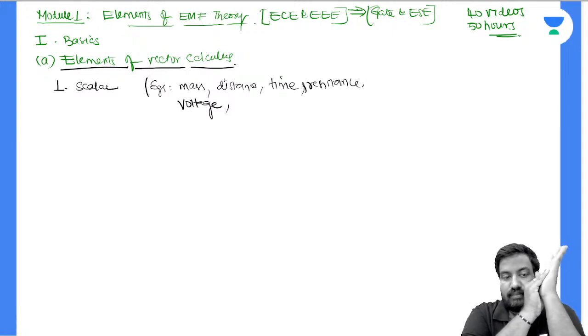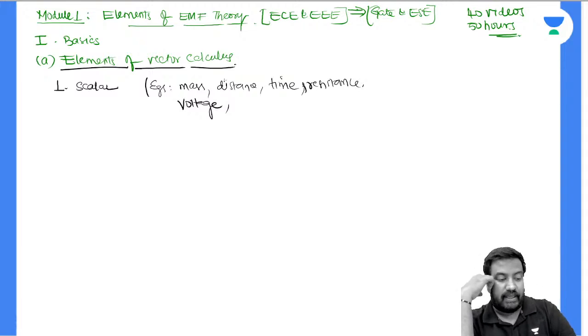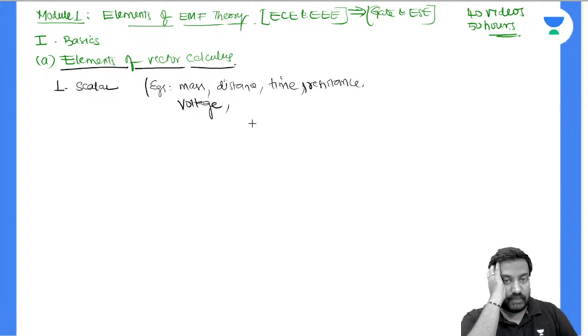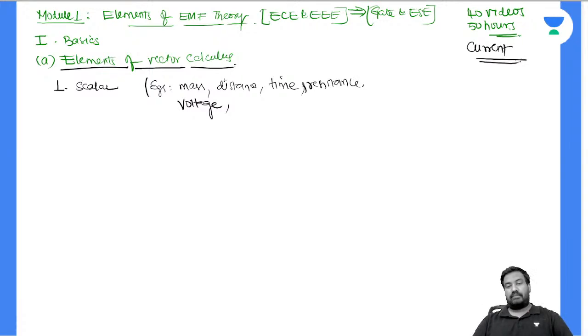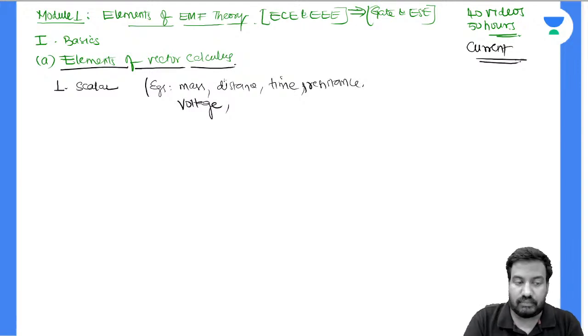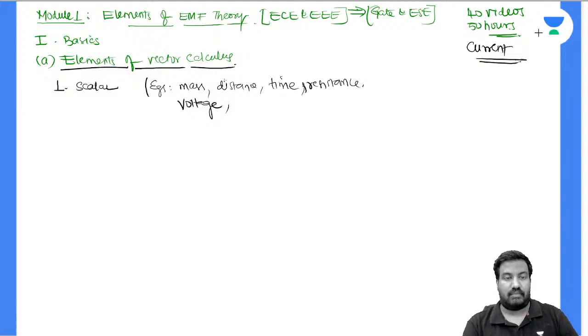Yes, dear, voltage is scalar. Current. Is current scalar? A scalar is something which has only magnitude, no direction. Ashish, current is scalar. Power, scalar. Current is not a vector, it's a scalar quantity. These are examples.